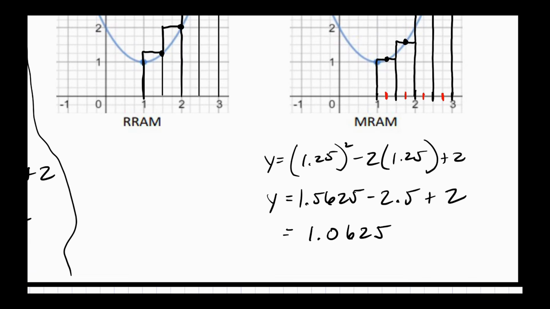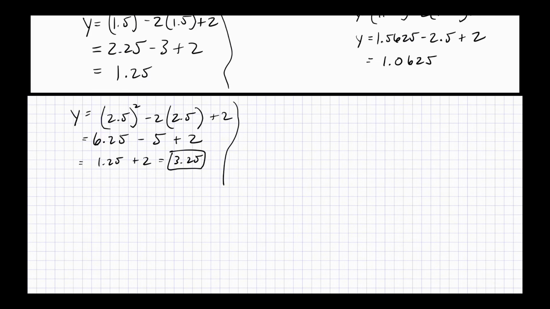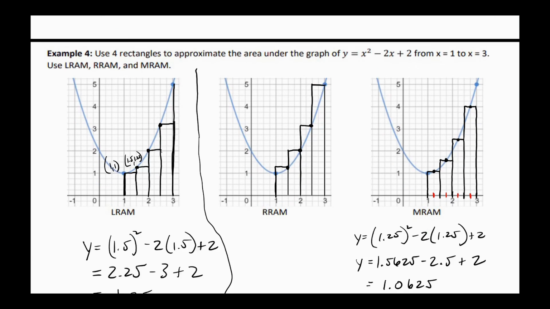So you should always check to see, does that make sense? Am I way off? Did I do something wrong? And no, this is just above 1, and it looks like this guy goes just barely above 1. So that seems okay. Now that's the height, so I'm going to include that, 1.0625. Okay, that's the first rectangle.